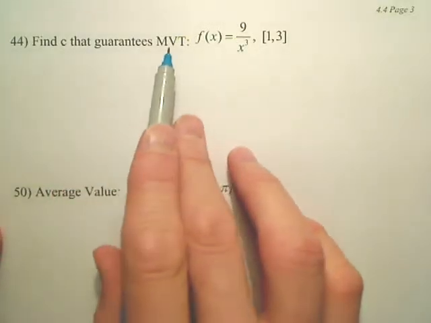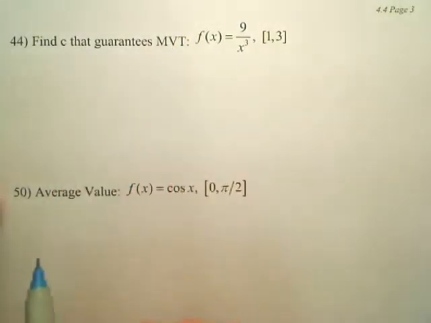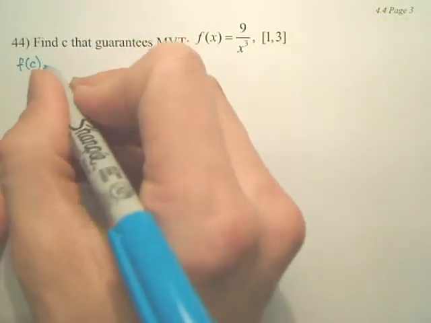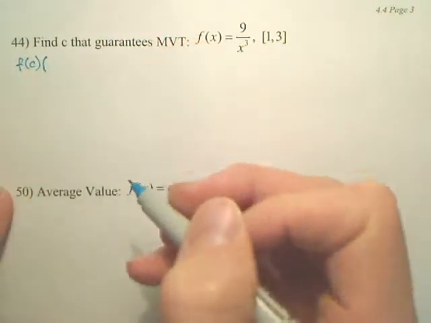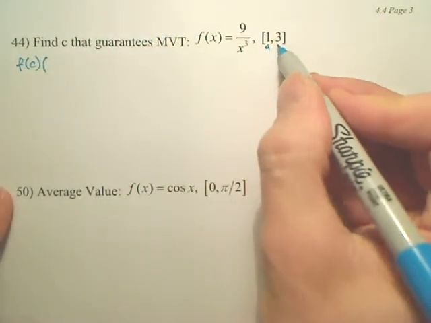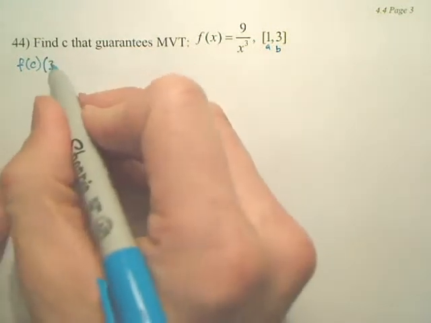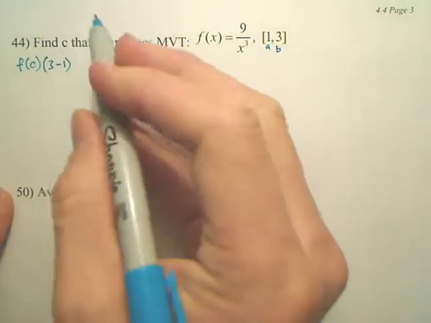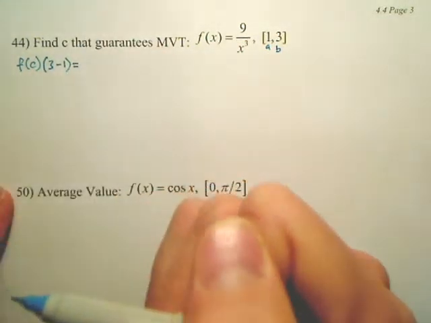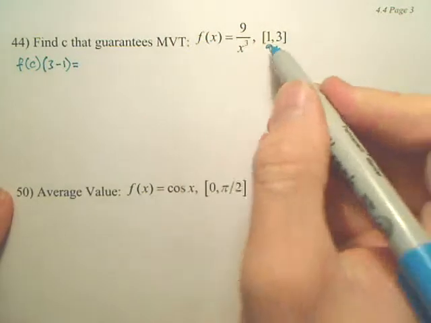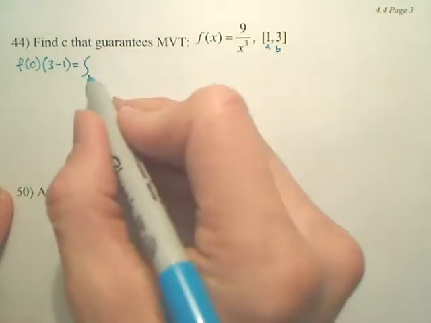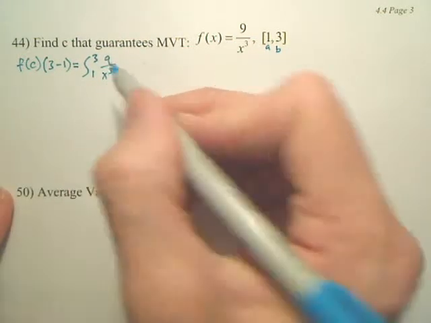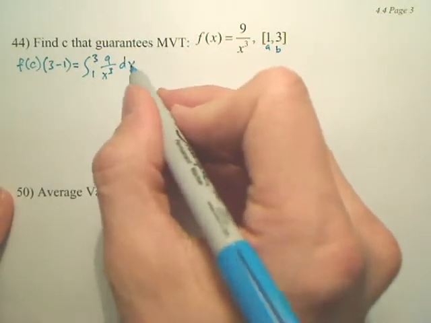To find the c value that guarantees the mean value theorem for this, the mean value theorem is this: f of c times b minus a, well this is a, this is b, so 3 minus 1, is equal to the area under the curve on the interval from 1 to 3. The function is 9 over x to the third, and it's dx.